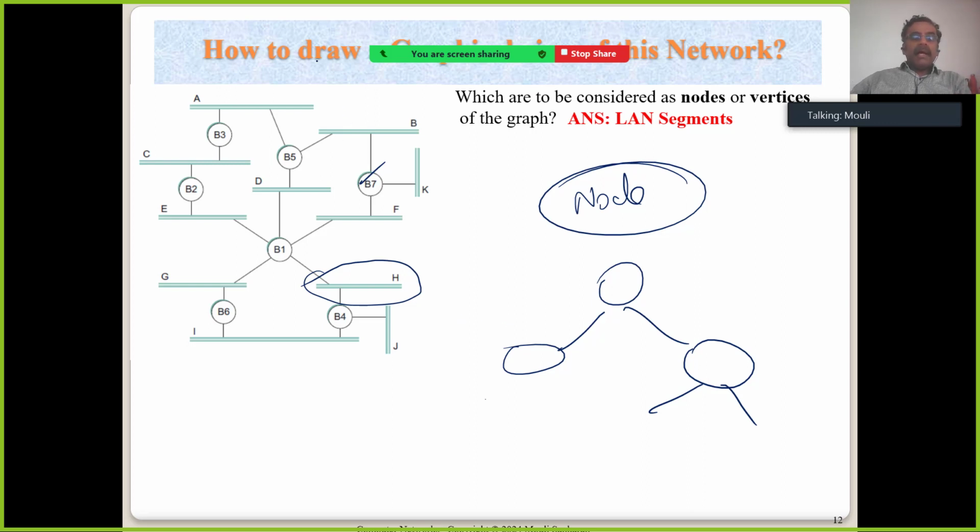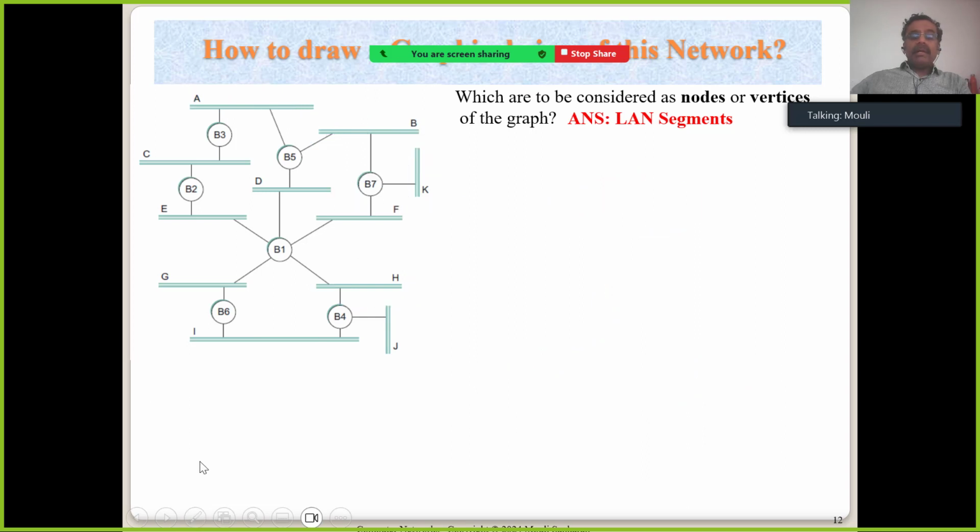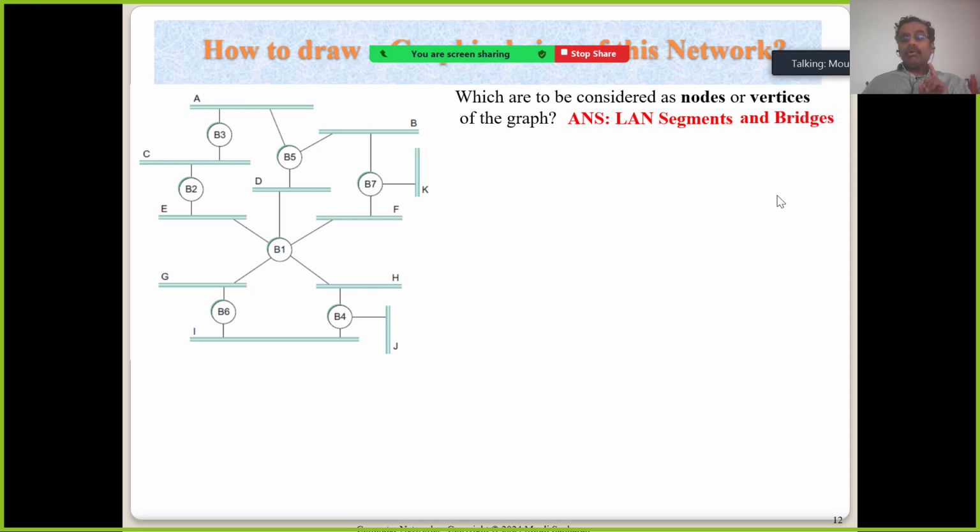Now I will tell you the reason. LAN segments can have multiple connections to the bridges. Here you see two bridges are connected to this LAN segment, and here also two bridges are connected. There may be only one bridge, like K is connected to only one bridge, whereas some LAN segments are connected to multiple bridges. As I told you, if you want to avoid the loop, I need to make sure that every connection is considered in the tree. Otherwise you are not going to form a complete tree. If you do not start with the complete tree properly, then there is no point in computing a spanning tree.